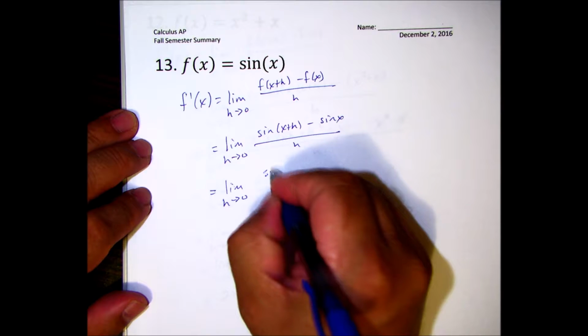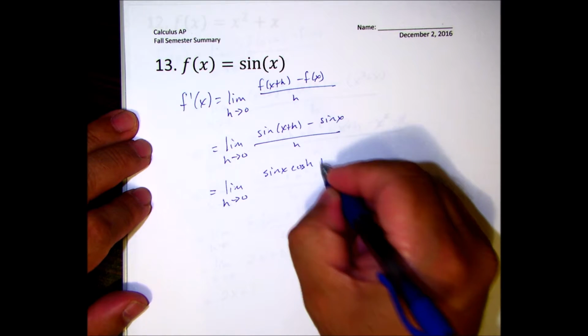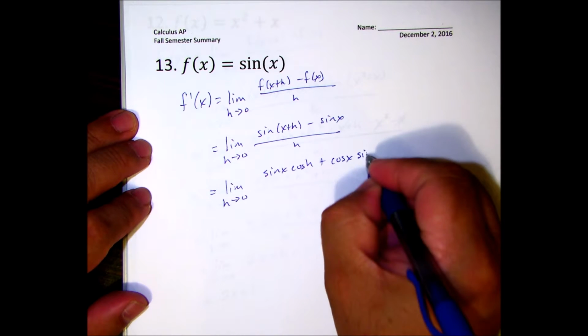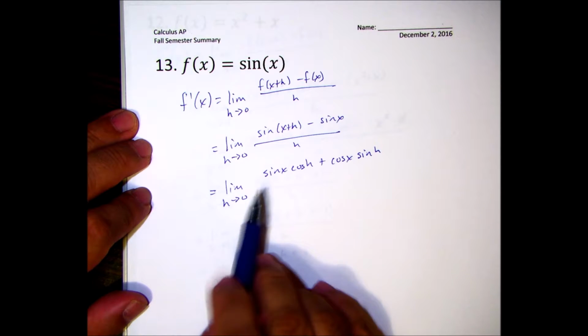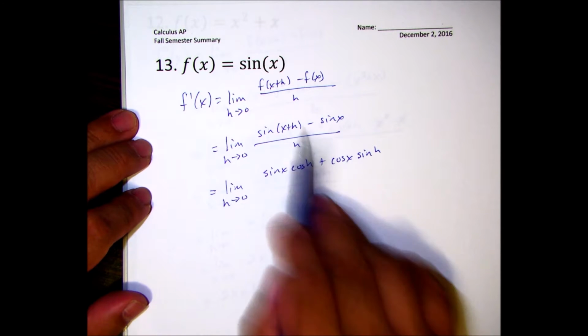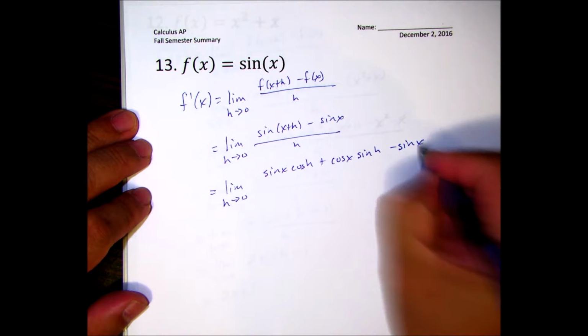So it's going to be sine x cosine h plus cosine x sine h. Right? Sine of the angle times cosine of the angle, then reverse the roles: cosine of the angle times the sine of the angle. Copy what's left.